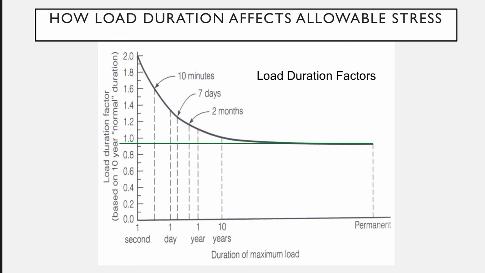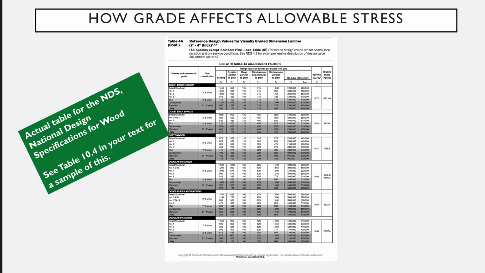And just quickly to look at some of these capacities and how it is affected by the grade, here is a cool table that comes out of the actual NDS, the National Design Specifications for Wood. Now, your textbook has a sample of this table. It doesn't say it's the NDS, but it gives you, for a particular species of wood, the allowable stresses based on the species or the grading that was given to that particular species. It's not complete, but here's a sample.